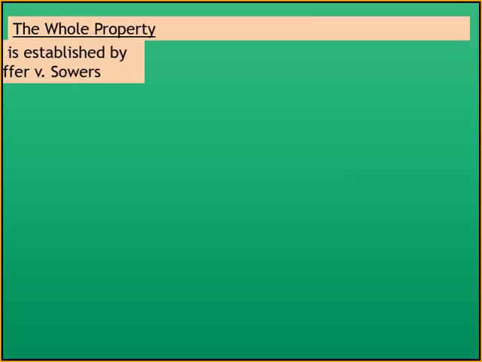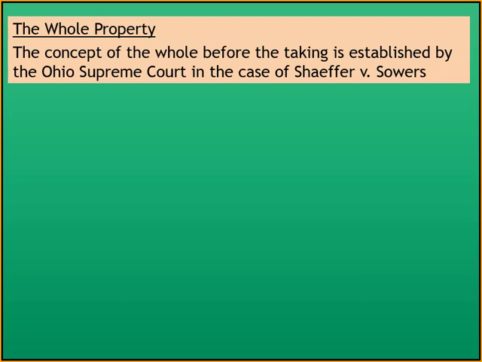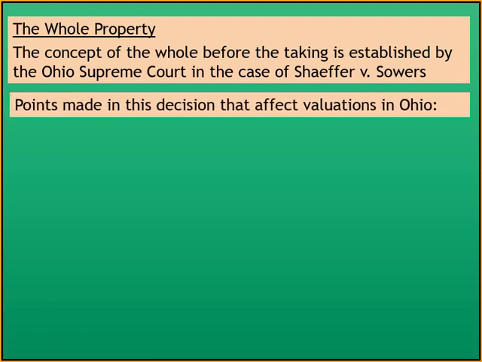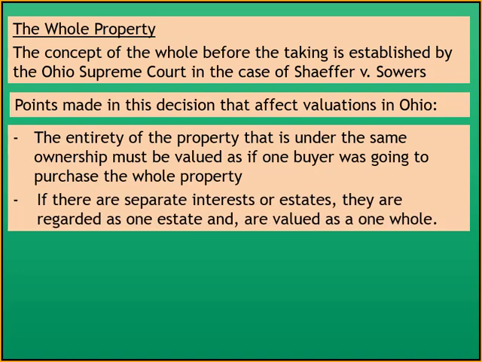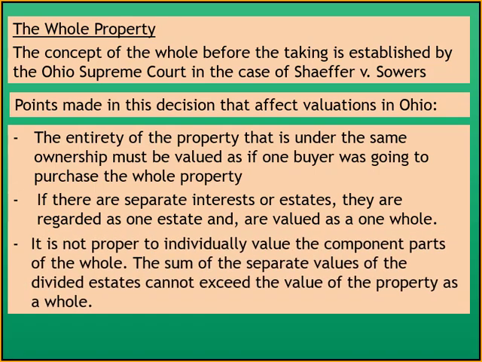All right, let's start with the whole property. The concept of the whole before the taking is established by the Ohio Supreme Court in the case known as Schaefer v. Sowers. Points made in that decision that affect valuations in Ohio are the entirety of the property that is under the same ownership must be valued as if one buyer was going to purchase the whole property. Second point, if there are separate interests or estates, they are regarded as one estate and are valued as one whole. And the third point, it is not proper to individually value the component parts of the whole. The sum of the separate values of the divided estates cannot exceed the value of the property as a whole.